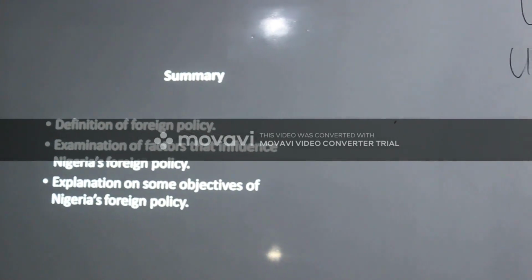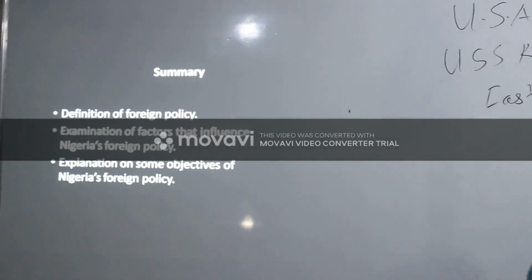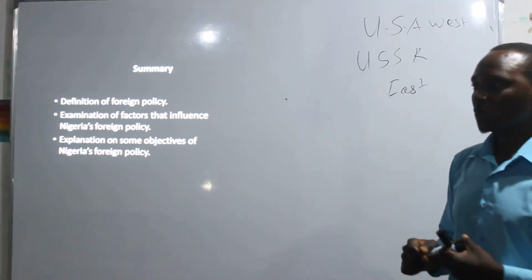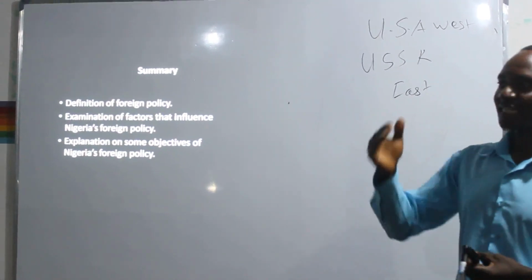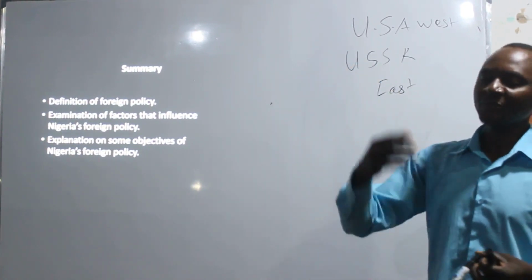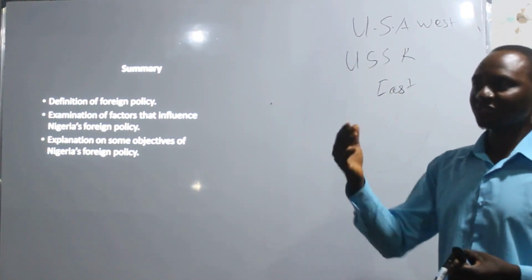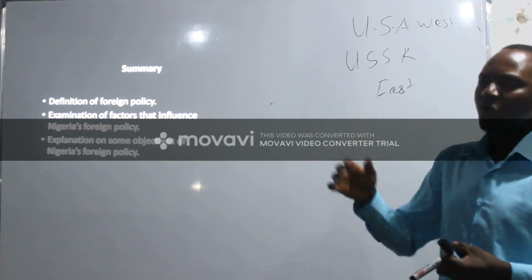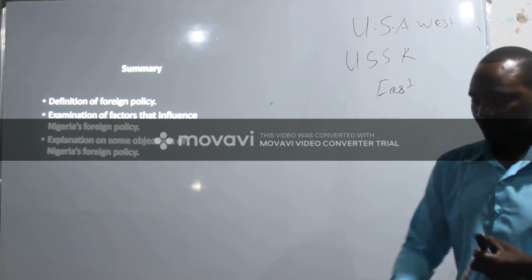We've also looked at explanation on some objectives of Nigeria's foreign policy. One of them is that Nigeria wouldn't want to interfere with the political administrative activities of other countries, and it advocates the same for other countries of the world.